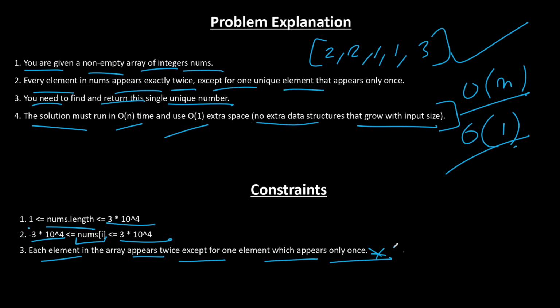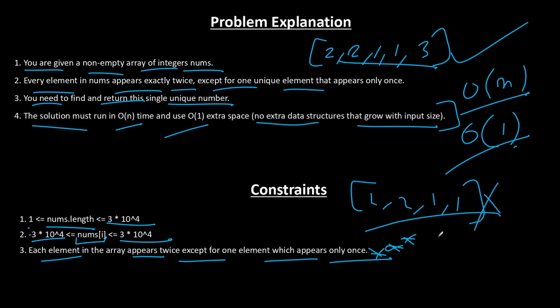So this is mandatory. Suppose there could not be a case where 2 comma 2 is there, 1 comma 1 is there, and you have to find something. No, that is not what will be given to us. There will always be one integer which appears only once. So that number we have to find. I hope you understood the problem explanation and the constraints.